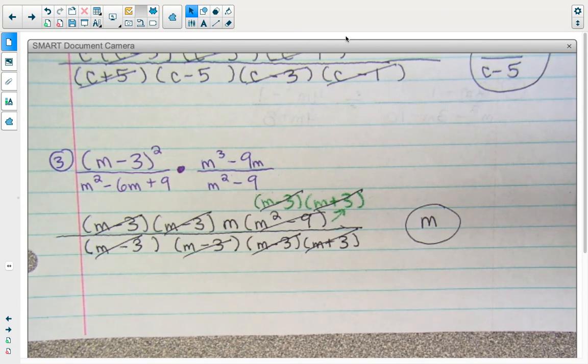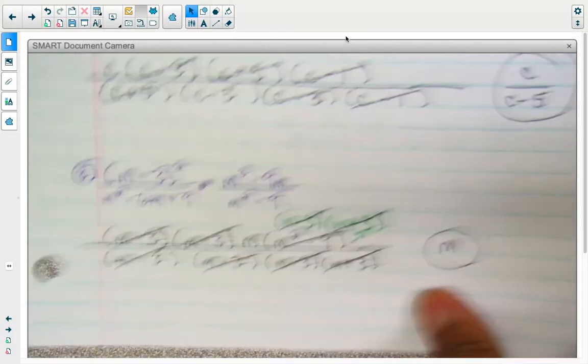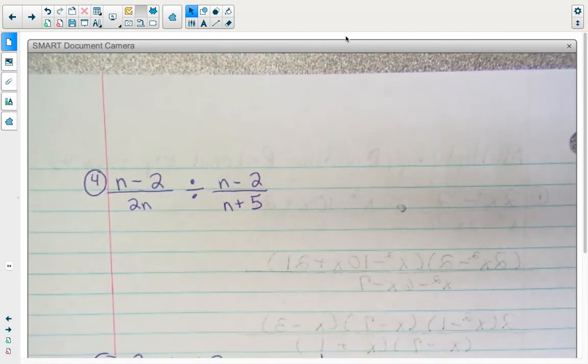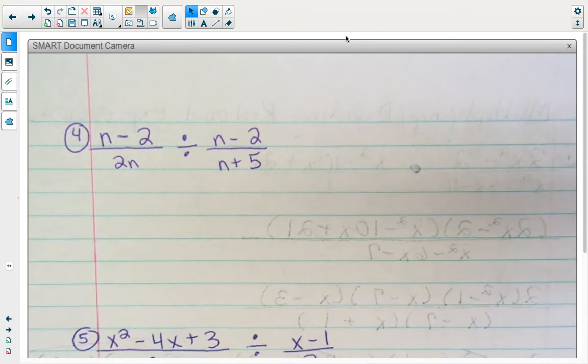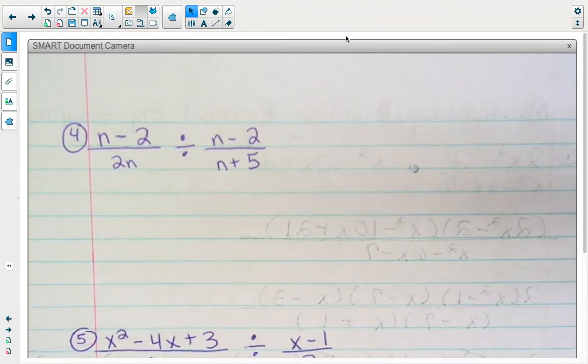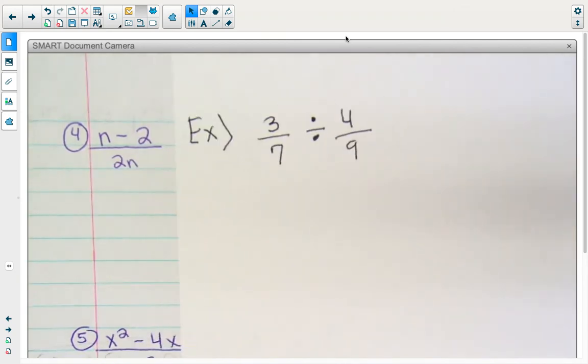All right, so that's multiplying. When you multiply, top times top, bottom times bottom, and then factor, factor, factor, factor. Now let's get into dividing. That's going to be the second half of our lesson for today. We're going to divide. So let's start with a number example. Sometimes I feel like it's a little easier if we start with a number example. So this is the number example that I have here.